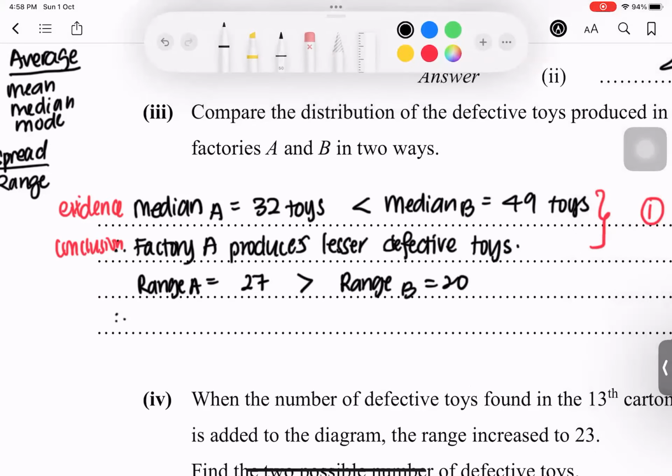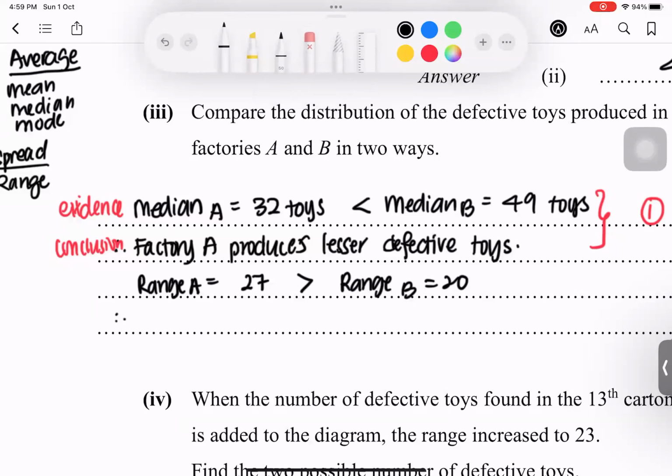Therefore, conclusion, a larger range is less spread out, so it is less consistent. At the same time, you notice this, right? The range of B is 20, that means it's more consistent, but it's consistently producing more defective toys. So that is not a very good trend, isn't it? Correct? So actually, if you were to choose a factory, I'll probably choose factory A, right? But in this case, I just need to mention about the consistency and the spread of the data.